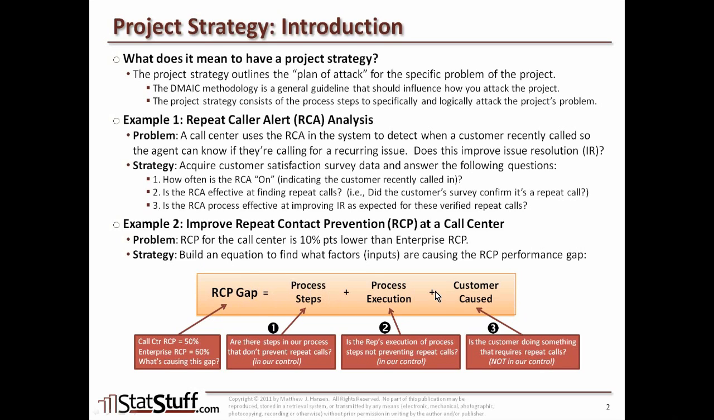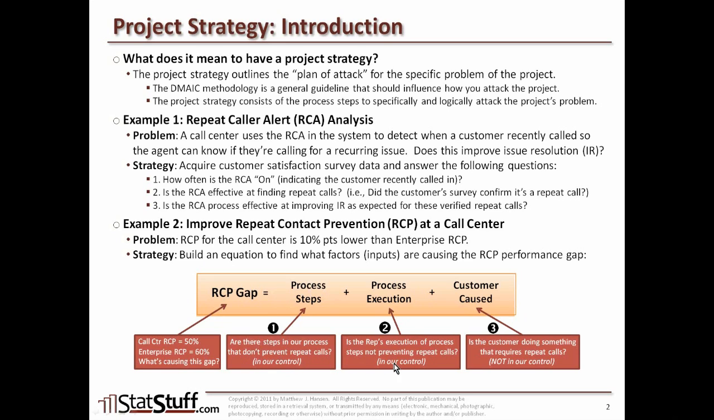3 potential factors. Those 3 factors are, first, the process steps. That is, are there steps in our process for how our reps actually execute the steps in order to resolve the issue of the person who's calling in? Are those steps in the process not preventing the repeat call? Those are the things that are in our control.